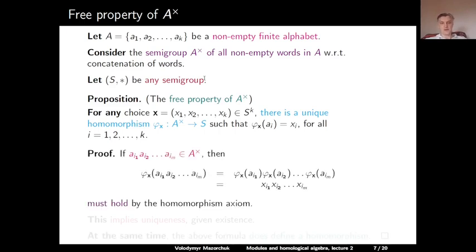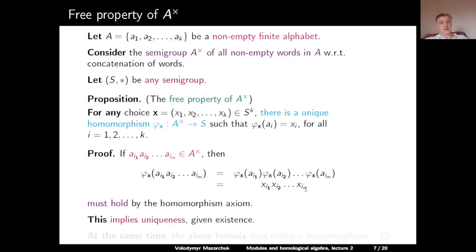If we take any word in our alphabet A, so the word a_{i1}, a_{i2}, and so on, a_{im}, then phi_x applied to this word should be equal, due to the property of being a homomorphism, to phi_x of a_{i1} asterisk phi_x of a_{i2} and so on, phi_x of a_{im}, which is equal to xi1 asterisk xi2 asterisk and so on asterisk xim.